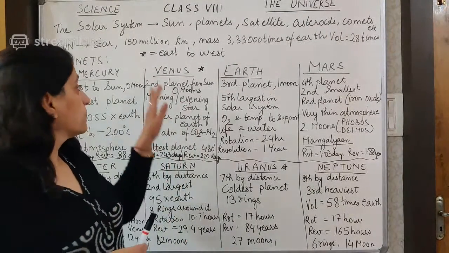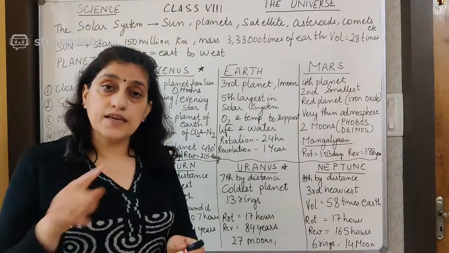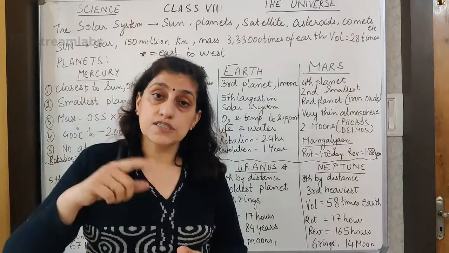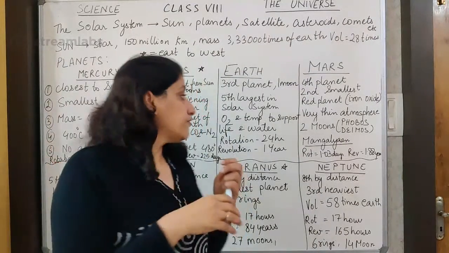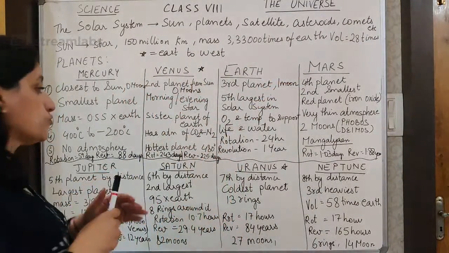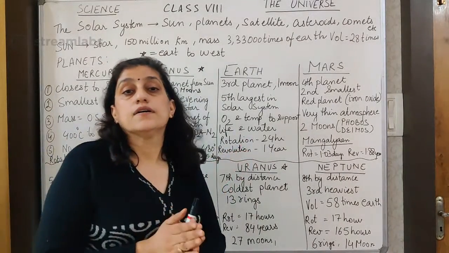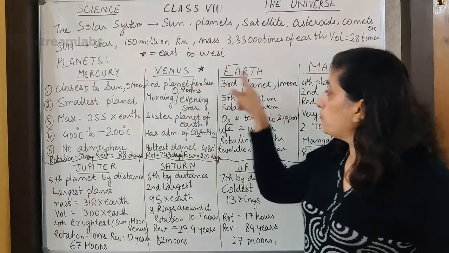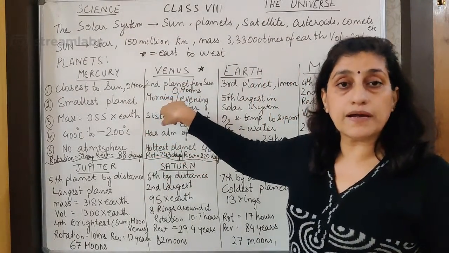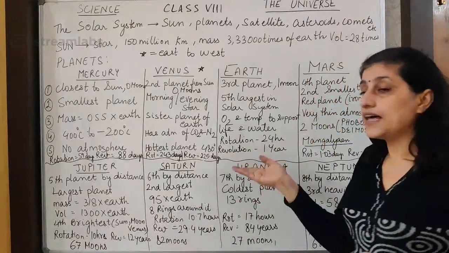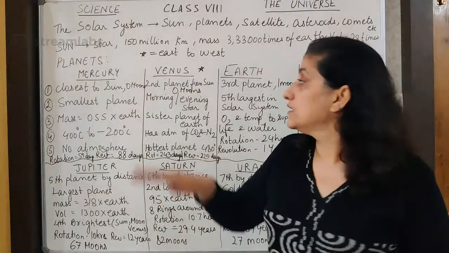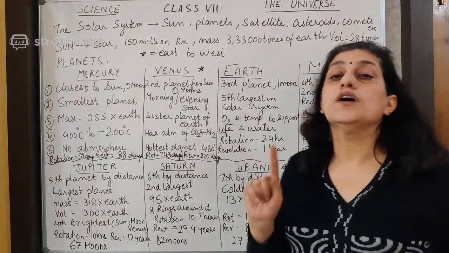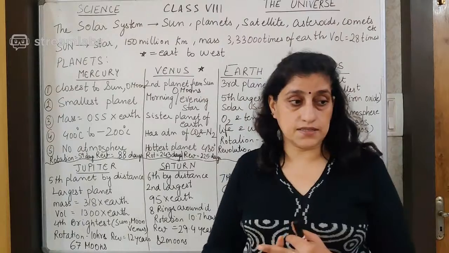The reason is that these 4 planets in their elliptical path have almost a similar type of distance between them. But then from Mars, when we go to Jupiter, there is a big gap. And this big gap is filled with asteroids. So these 4 planets lie within the asteroid belt and these 4 planets lie outside the asteroid belt. Therefore, these are called the inner planets and Jupiter, Saturn, Uranus and Neptune are called the outer planets.